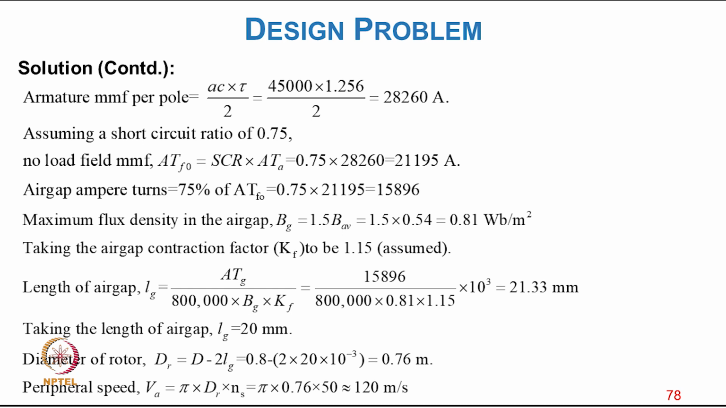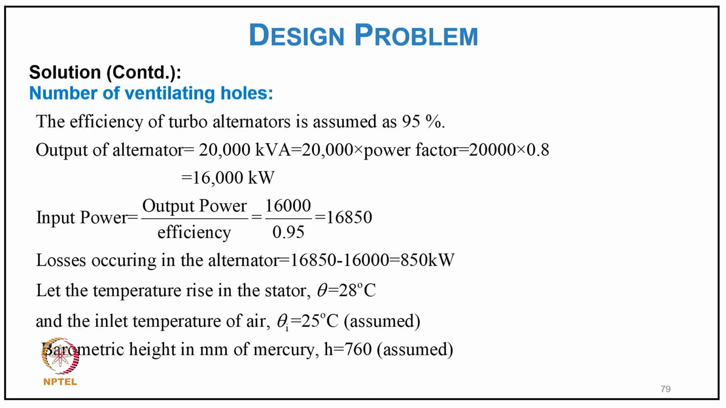The maximum flux density in the air gap is BG equals 1.5 times Bav, which comes to 0.81 Weber per meter squared, taking the air gap contraction factor to be 1.15. So the length of the air gap is LG equals ATG upon 800,000 BG Kgap, which comes to 21.33 millimeter. Taking the length of the air gap LG as 20 millimeter, the diameter of the rotor is DR equals D minus 2 LG, which comes to 0.76 meter. Peripheral speed equals pi DR into Ns, which comes to 120 meters per second.